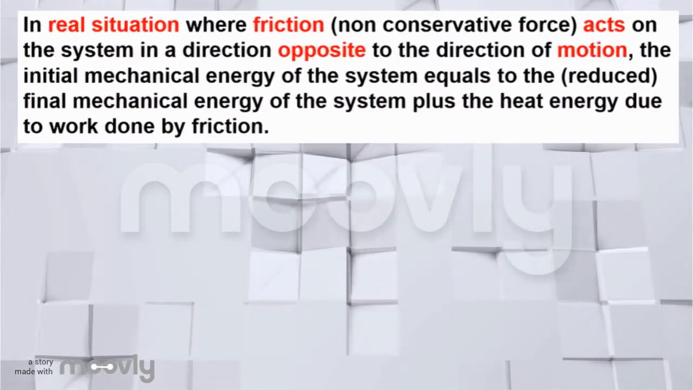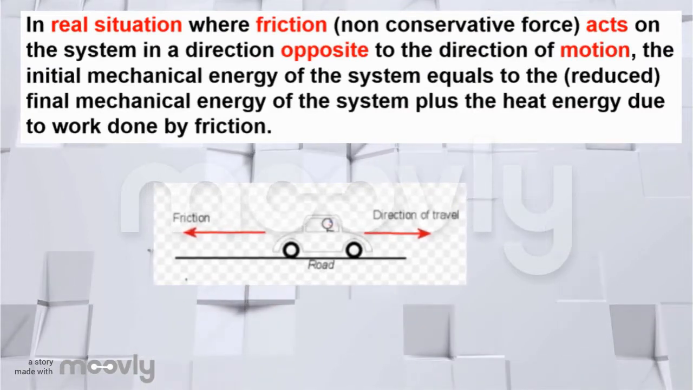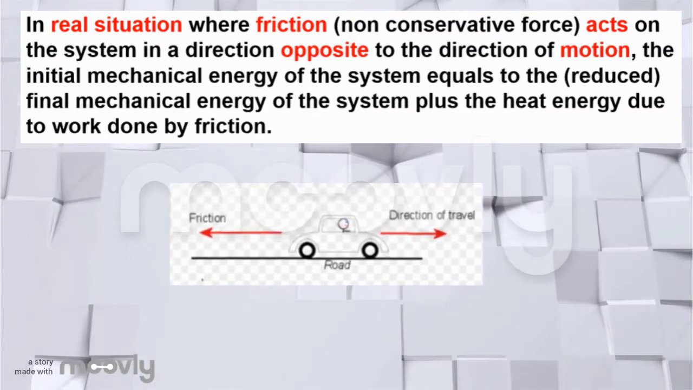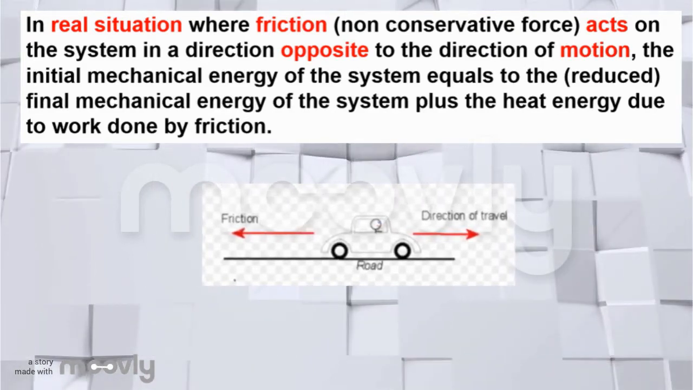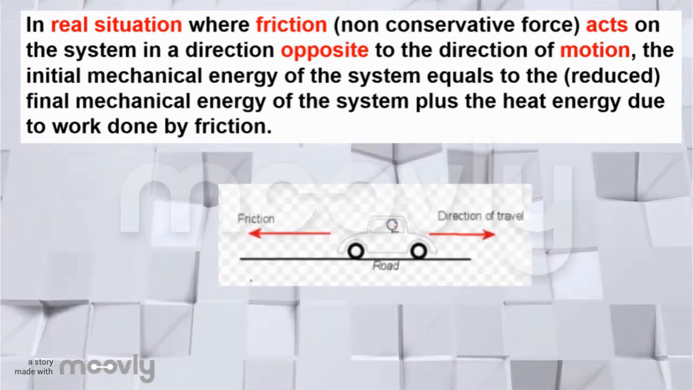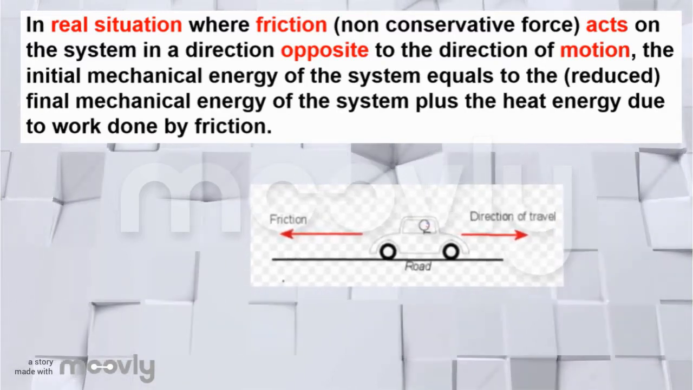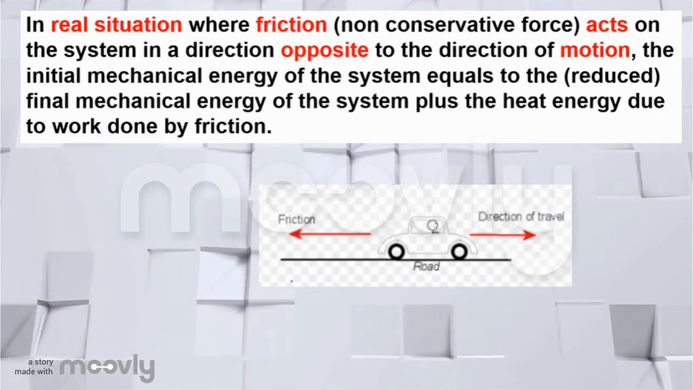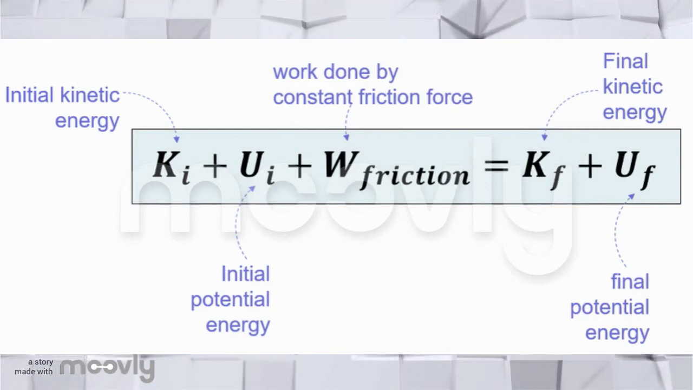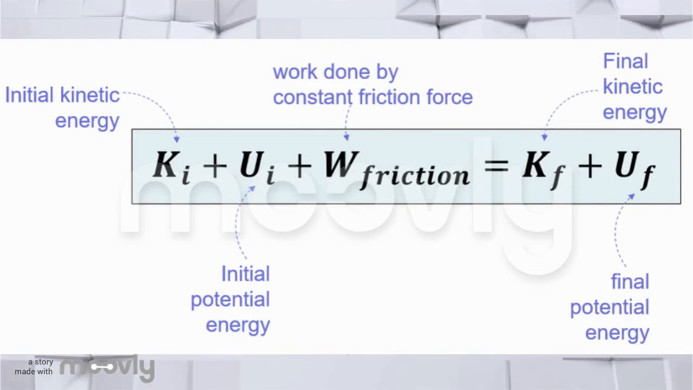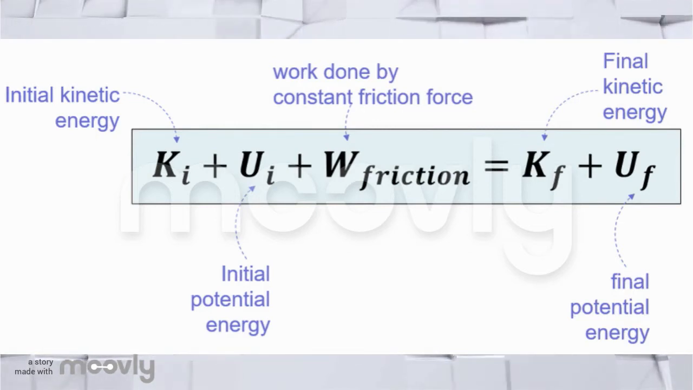However, in real-life situations, friction is involved. The friction acts in the system in the direction opposite to the direction of motion. So the initial mechanical energy of the system is equal to the final mechanical energy of the system plus the heat energy due to work done by friction. Sounds like a long statement, but to put it in a simpler equation, the initial kinetic energy plus the initial potential energy plus the work done by the friction force is equal to the final kinetic energy plus the final potential energy.